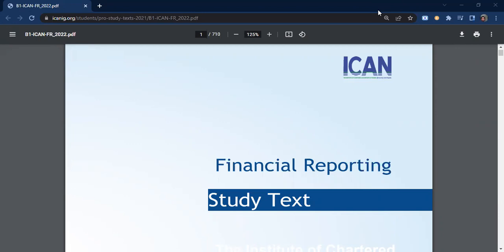What I'm going to be talking about is the general overview of financial reporting. In terms of what are the different segments of this particular subject? That is what I'm going to be talking about: the general overview of financial reporting.